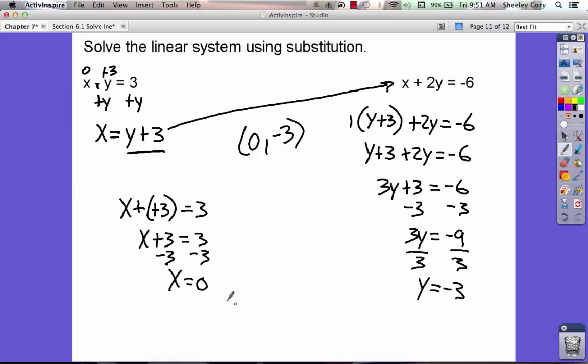We plug 0 here and a negative 3 here. That gives us 0, and then 2 times negative 3 is negative 6, so negative 6 equals negative 6. So it works. It's good. This is our solution.